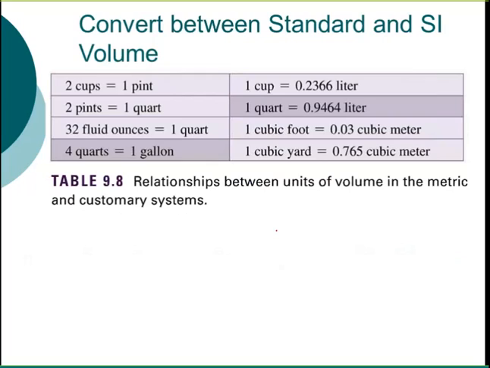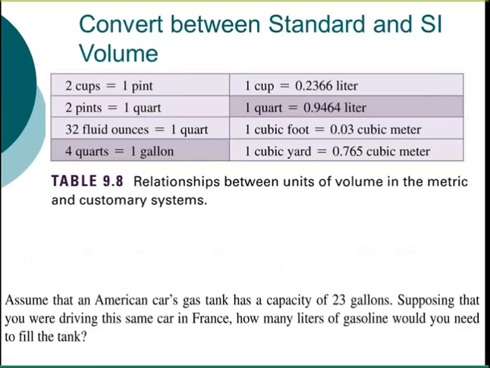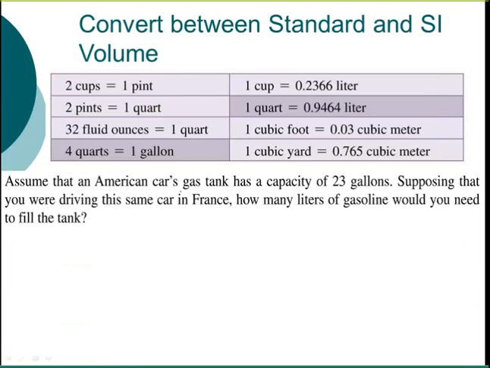Okay. So now we're going to talk about converting between standard and metric volume. These are the relationships that we probably want to stare at for a while, and it also pops up when you're using your questions on lab if you click that little button for conversion charts, and we're going to be asked problems about these. So here we've got an American gas tank with 23 gallons in it, and you're asked, if I drove all the way to France, how many liters of gasoline would I need to be buying? Because they're not going to sell you a gallon of gas, they're going to give you liters.